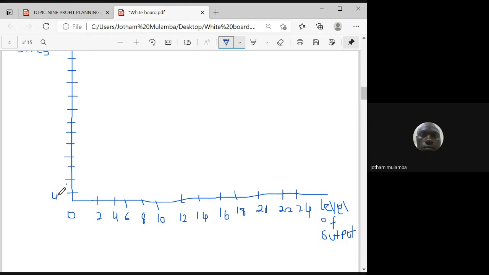So I can have here 40,000. From 40 we'll go to 80. From 80 we'll go to 120. 160. Then we go to 200. Then we'll go to 240. Then we'll go to 280. Then we go 320. Then we go to 360. Then we go to 400. Then we'll go to 440. And then finally 480.